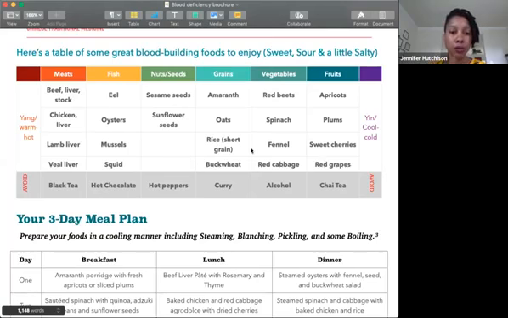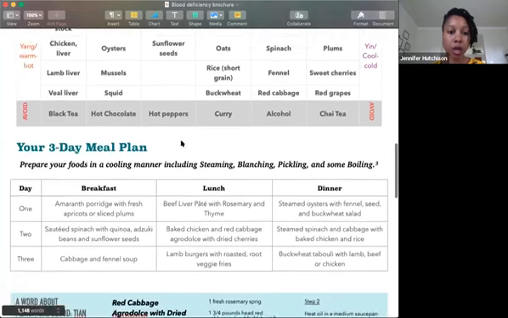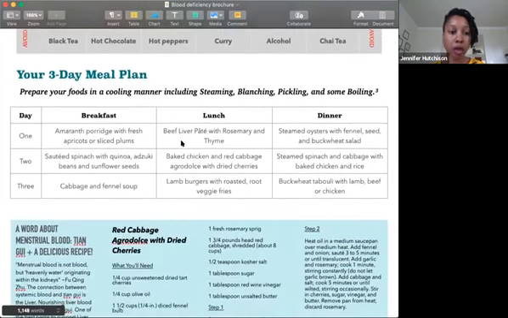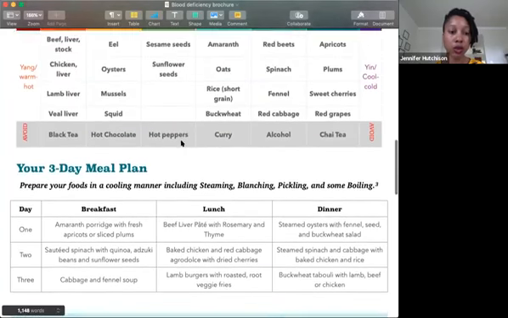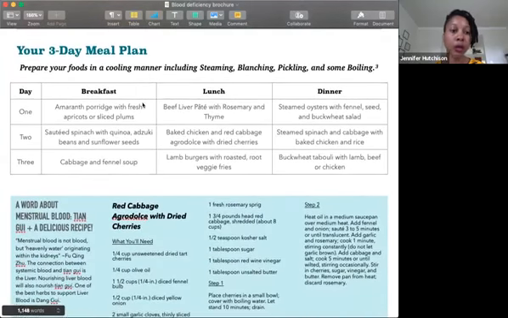So I won't read all these, but I would like to point out that here below we have a 3-day meal plan, which includes some of these different foods that you may want to try. For breakfast, you may want to try an amaranth porridge with apricots and plums, which are good. Spinach and quinoa for breakfast. Azuki beans are really nice. They may or may not be in your regular grocery store. You may find them in a natural food store like Whole Foods.